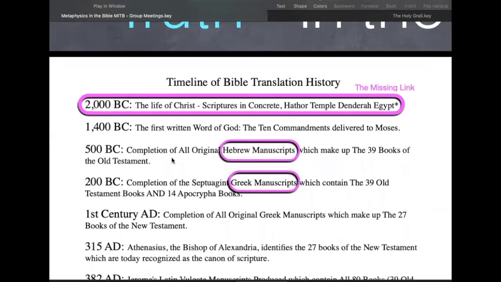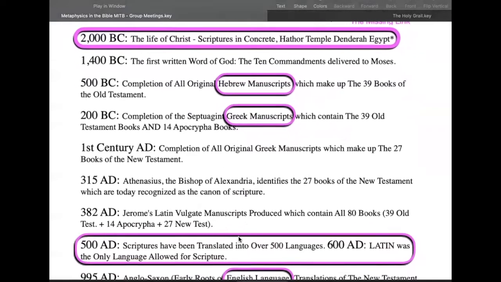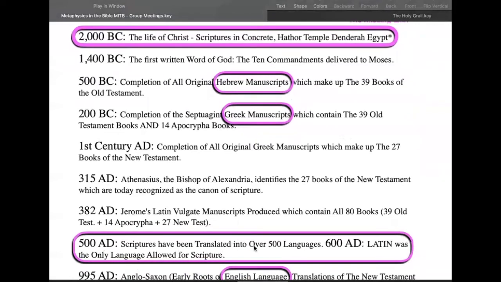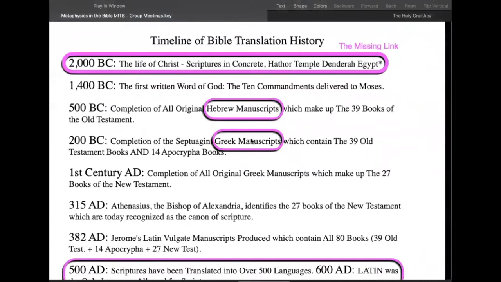Now let's look at 500 BC, completion of all original Hebrew manuscripts, which make up the 39 books of the Old Testament. So somewhere between 500 AD, when we translated it over 500 languages, and between 500 BC, because the Hebrew at least had woman in there, somewhere somebody changed that to a man. The word Lord got put in there as a man instead of the ruling goddess. And this is truth.